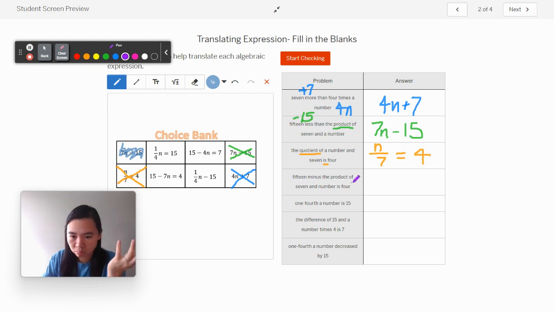15 minus the product, multiplication of 7 and a number. So we're finding the product of 7 and a number. So 15 minus the product of 7 and a number is, remember, is equals 4.